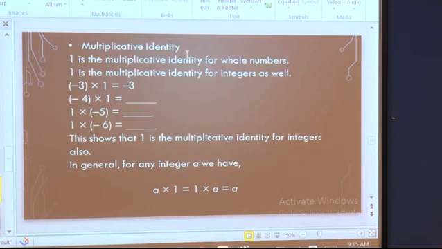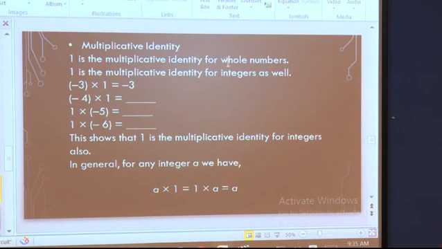Multiplicative identity. What is the identity of a multiplicative? Yes, you are right. 1 is the multiplicative identity for whole numbers. Is it possible as a multiplicative identity for integers also? Yes, we will see that today. When 1 is multiplied to a whole number and 1 is multiplied to an integer.